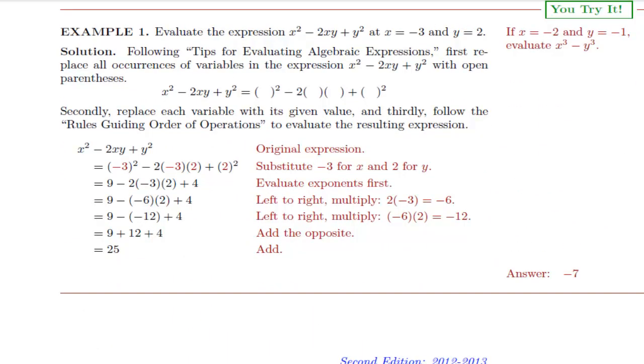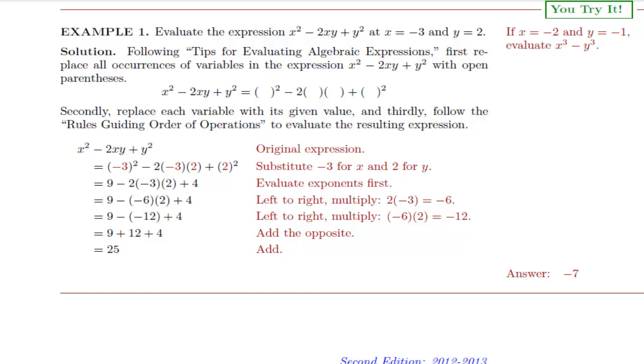Example 1. Evaluate the expression x squared minus 2xy plus y squared at x equals negative 3 and y equals 2. Solution. Following tips for evaluating algebraic expressions. First, replace all occurrences of variables in the expression with open parentheses. Secondly, replace each variable with its given value. And thirdly, follow the rules guiding order of operations to evaluate the resulting expression.